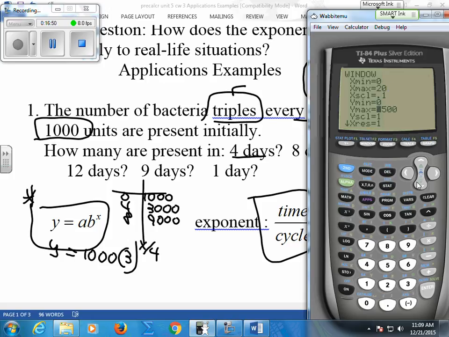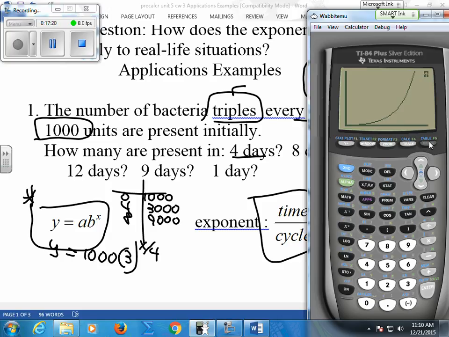My y max is tricky. I can see I'm going pretty fast. So maybe make it pretty high. I'll make it 100,000. I don't really care what my graph looks like as much, because I can go to my table and find this. So I can see my bacteria increasing, increasing, increasing. Okay. And my bacteria increases exponentially.